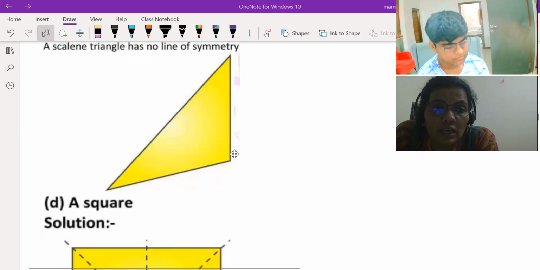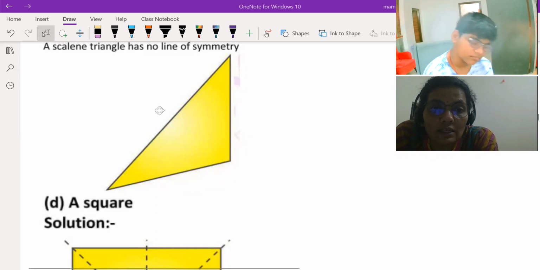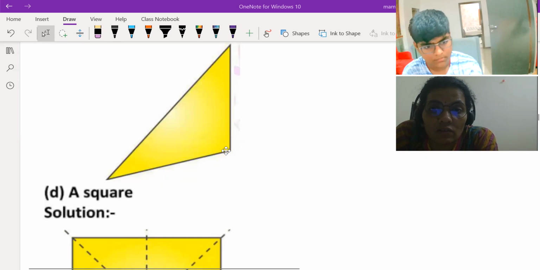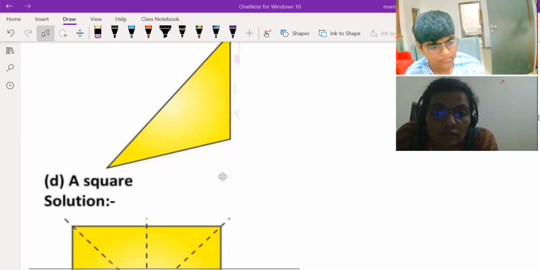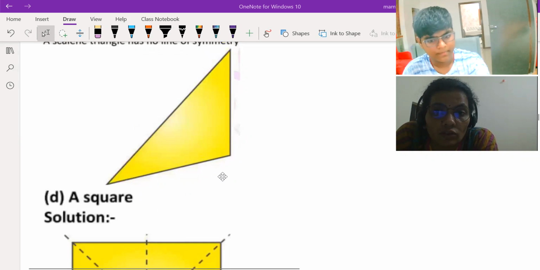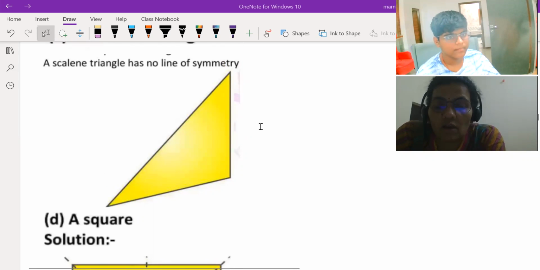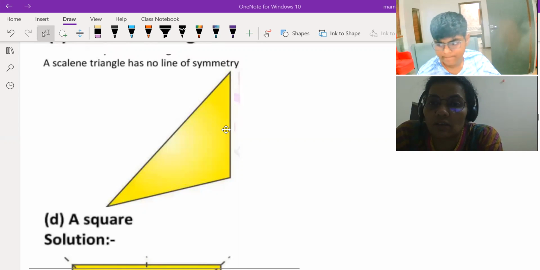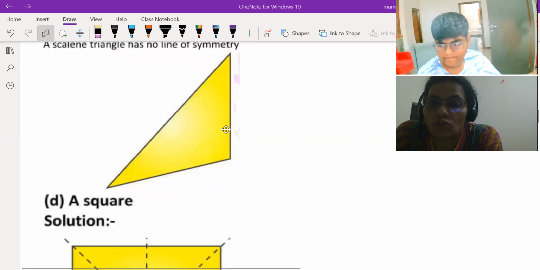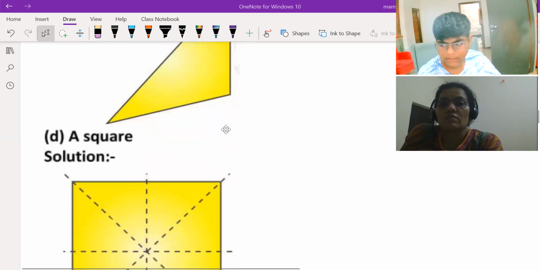Yes. For a scalene triangle, you will not get any line of symmetry. There would exist zero lines of symmetry. Clear? Okay. So after this class, you draw a scalene triangle, an isosceles triangle, and an equilateral triangle. Cut it, and after that try to fold it. Then only you will get how many lines of symmetry would exist for each and every triangle. Clear?